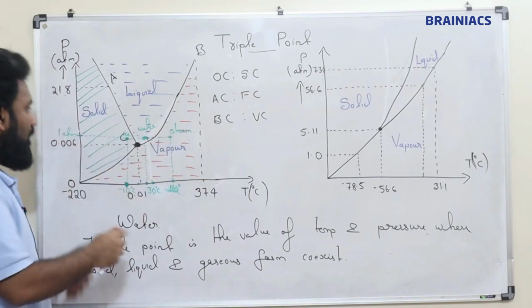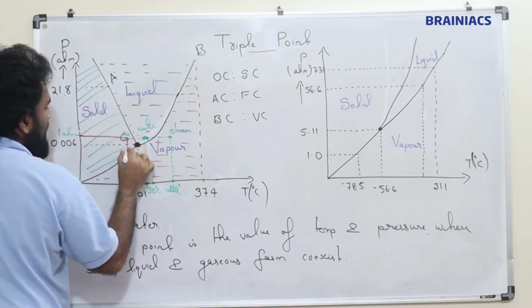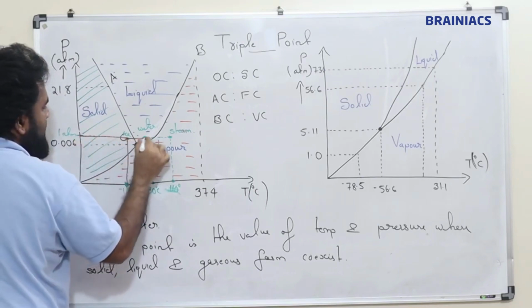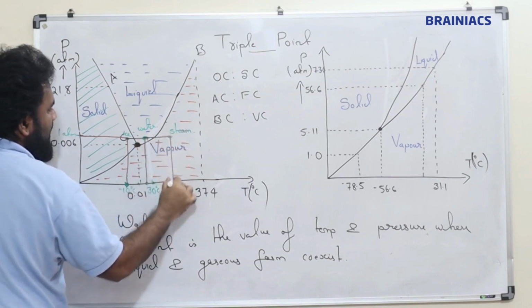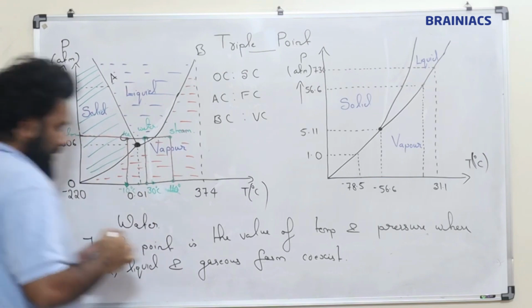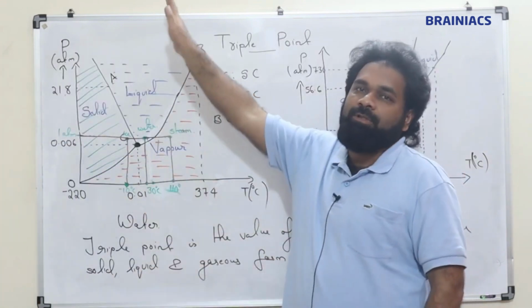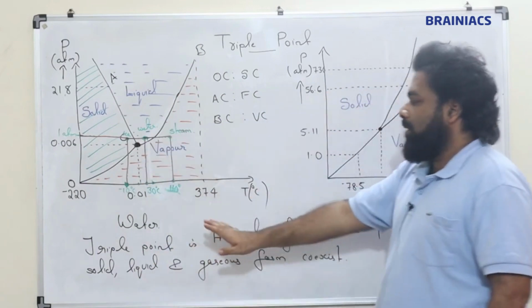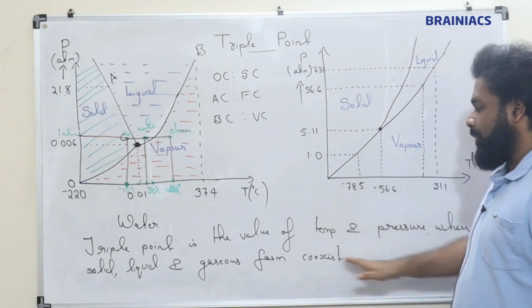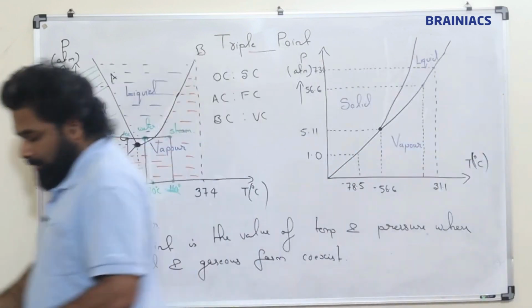So normal situation is this: ice, water, steam. Understood? Normal situation is that. Now when we increase the pressure or decrease the pressure, the situation will change. So that is the triple point. Now clear, note it down.